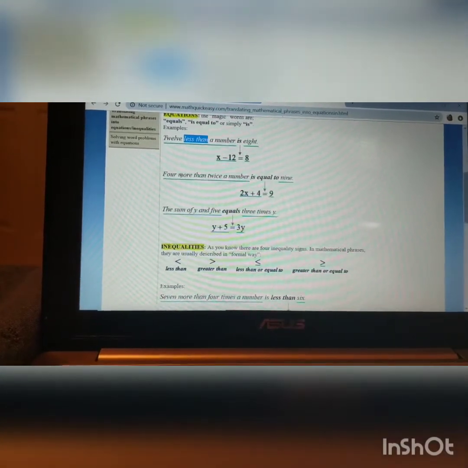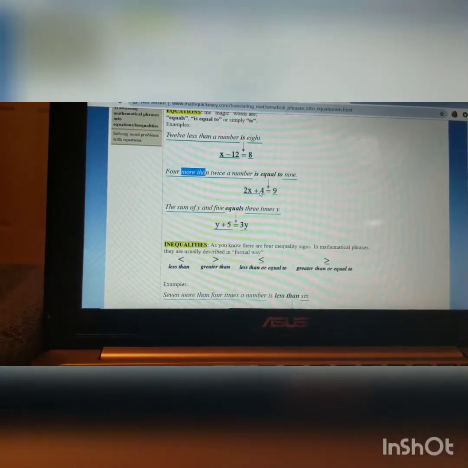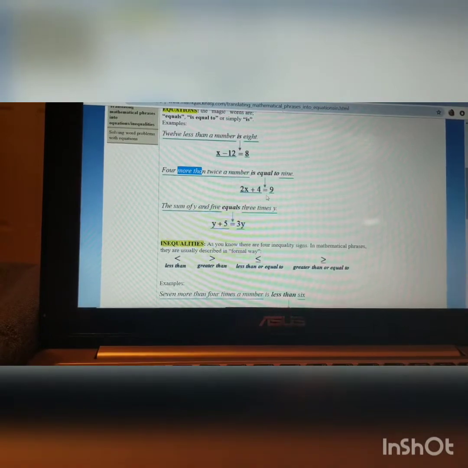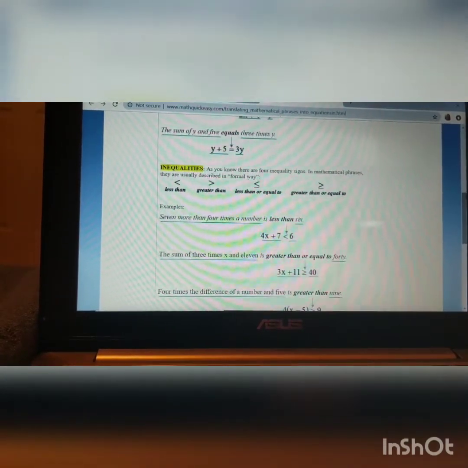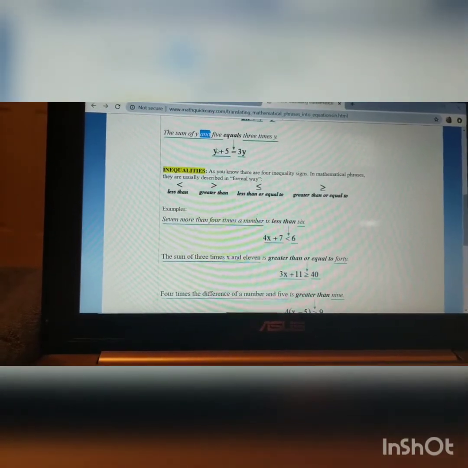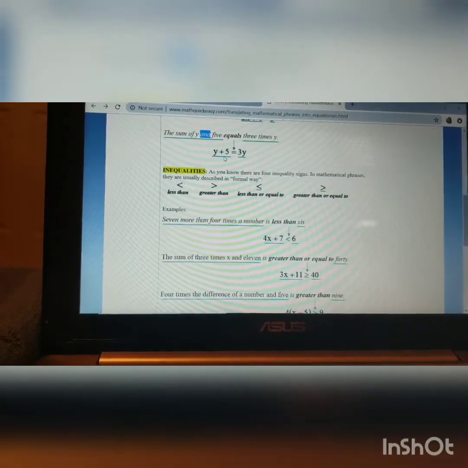For more than, I know more than means I'm supposed to switch. So it becomes 2 times a number plus 4 is equal to 9. The sum of y and 5: I know if I see sum, I'm looking for the word and to tell me where that plus sign goes. Equals 3 times y.